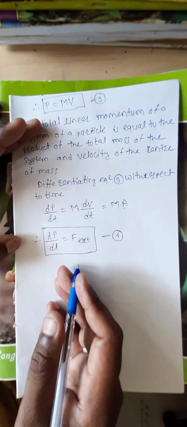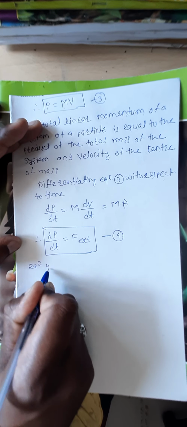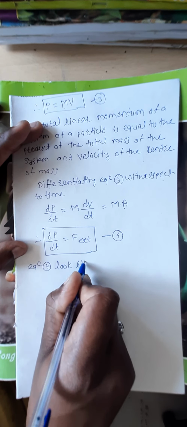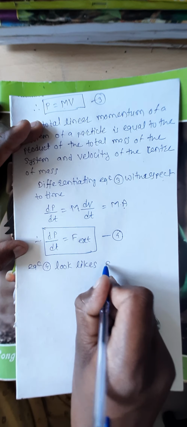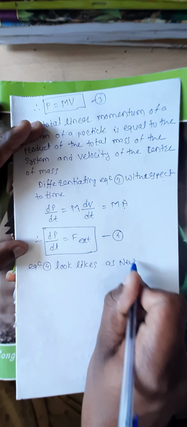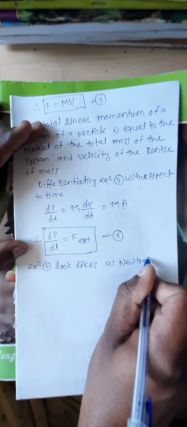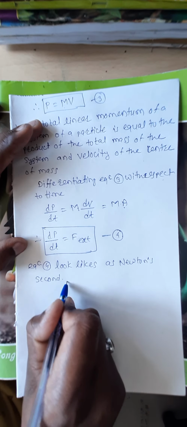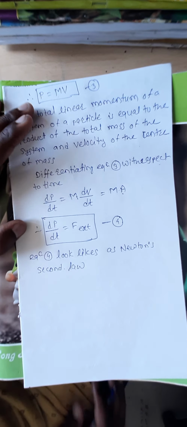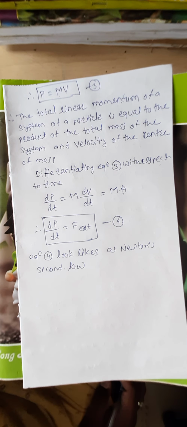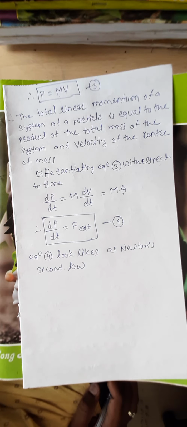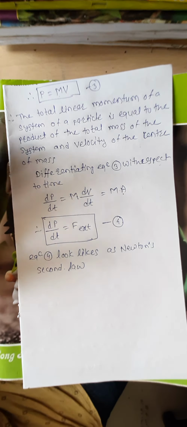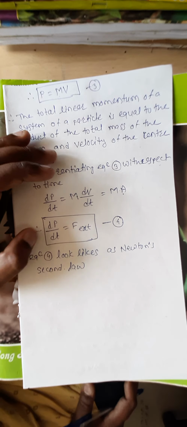Therefore equation 4 looks like Newton's second law. Equation 4 is Newton's second law: dp by dt is equal to the total external force acting on the system.